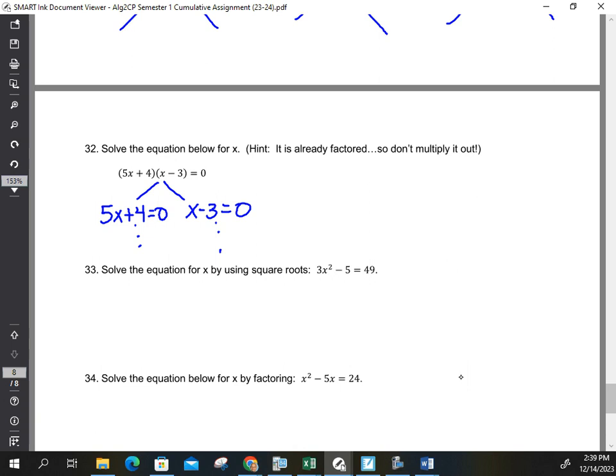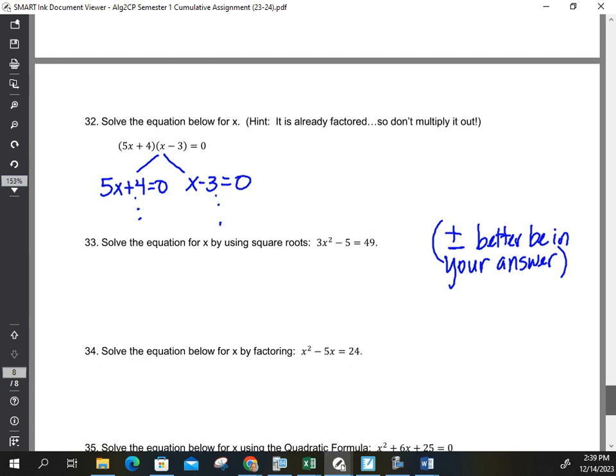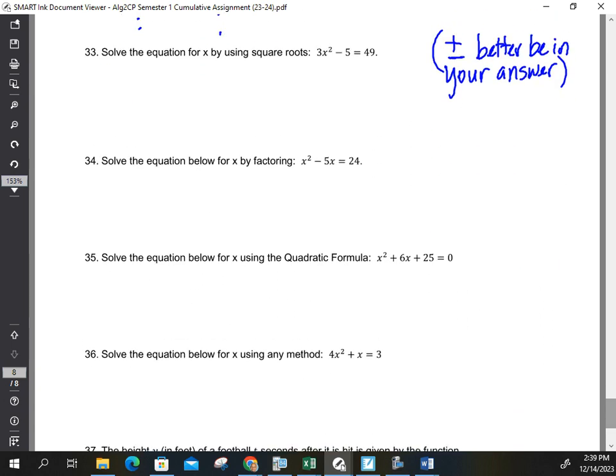33. Solve the equation by square roots. So that means you got to get x squared by itself, then take the square root of both sides. Solving by square roots means plus or minus better be in your answer.